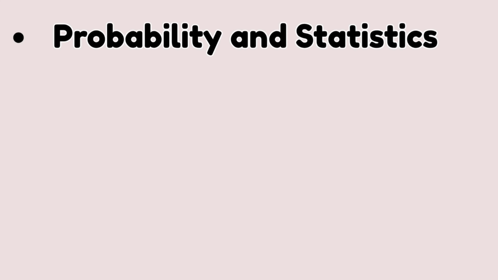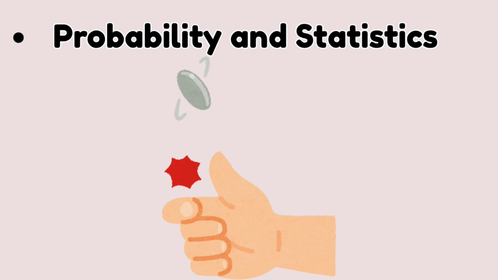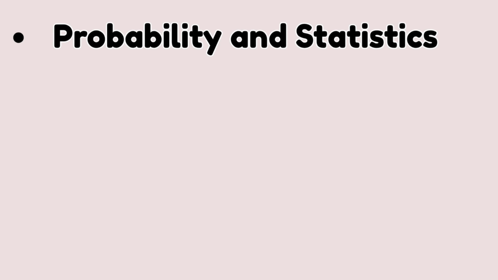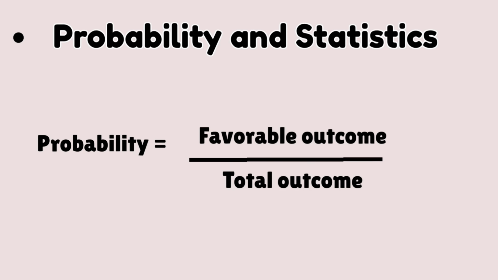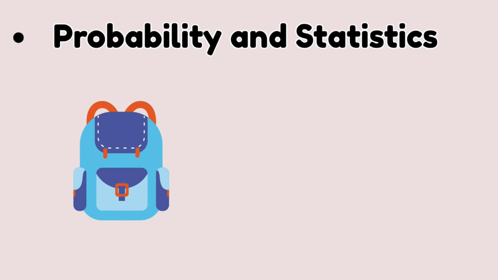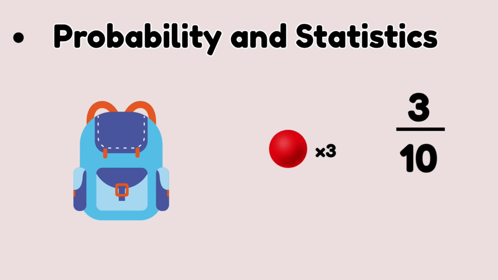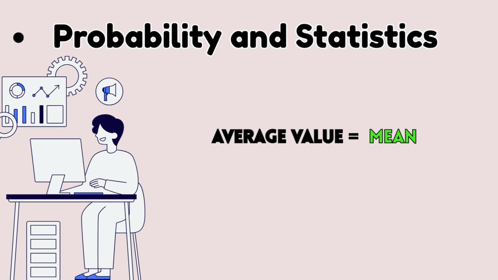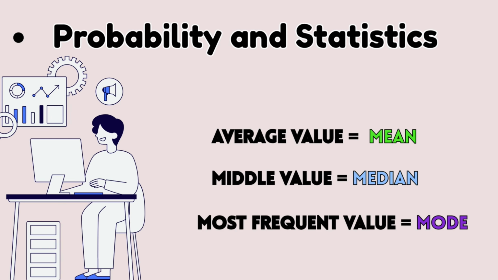Probability is the math of chances. Like flipping a coin, there's a 50% chance of heads and 50% of tails. The formula? It's simple. Probability equals favorable outcomes divided by total outcomes. So, if there are 3 red balls in a bag of 10, the chance of picking one is 3 out of 10, or 30%. Now, statistics is about understanding data. We use it to find the average, mean, the middle value, median, the most frequent value, mode, and the spread, range.